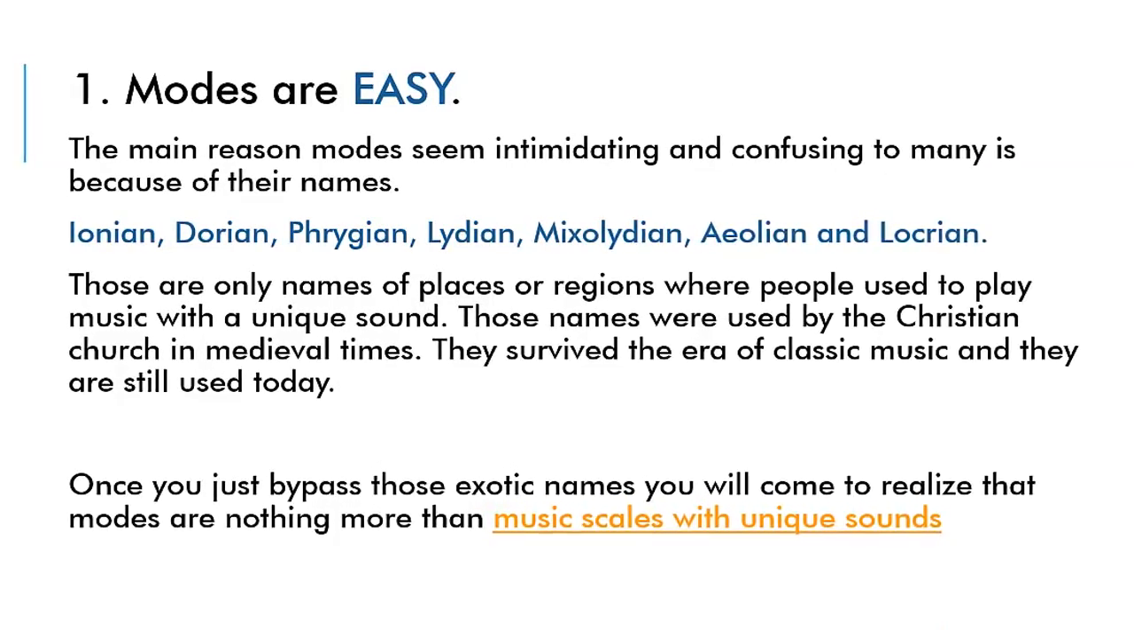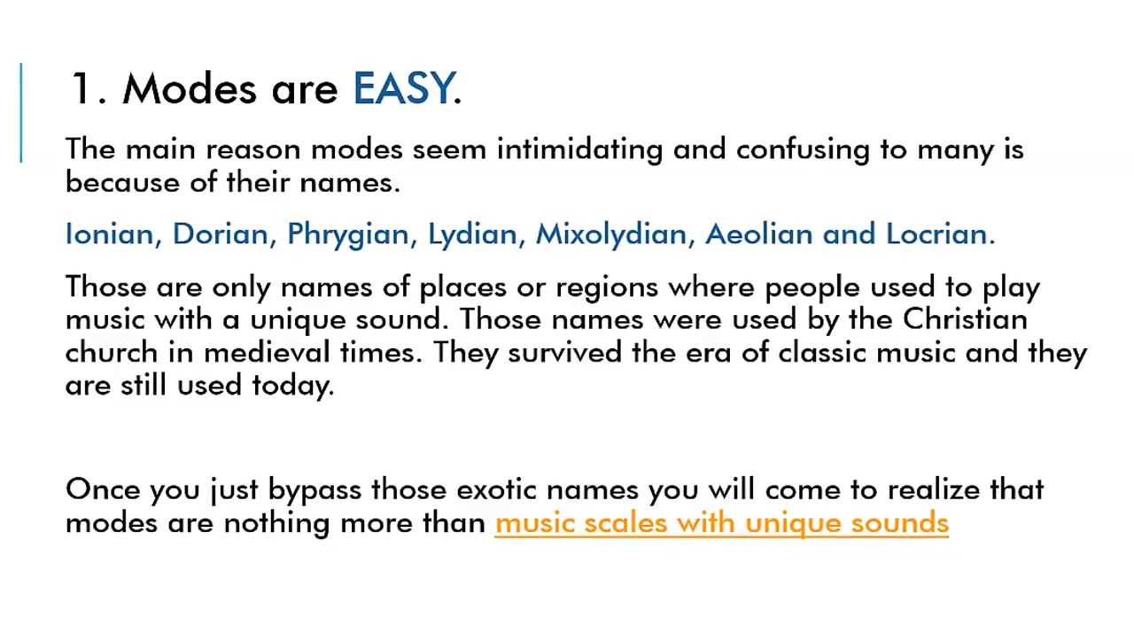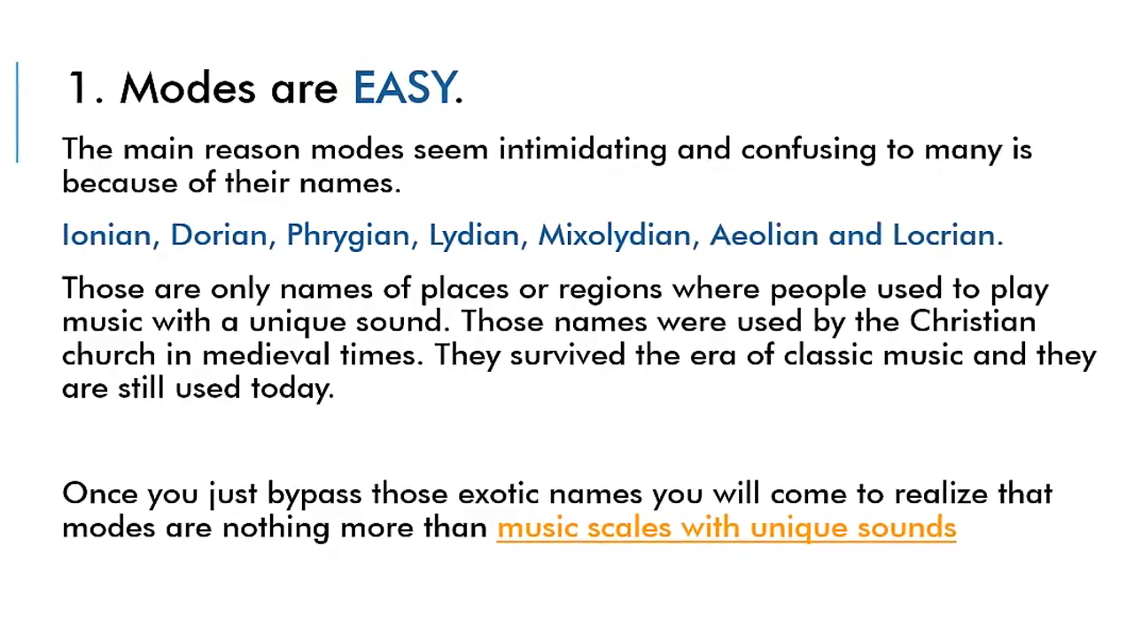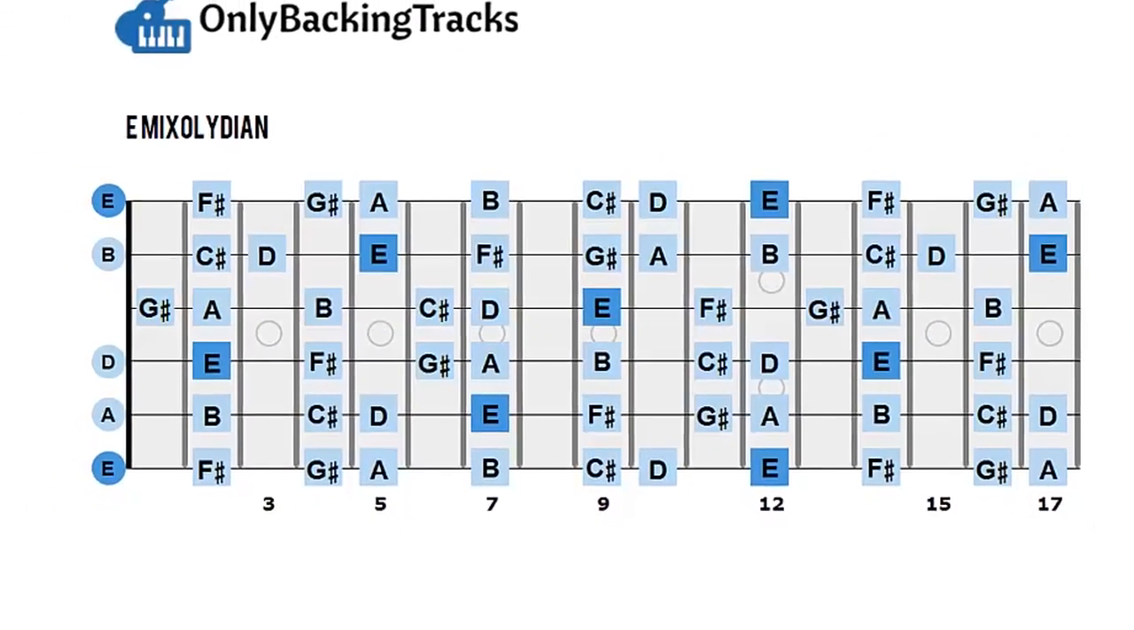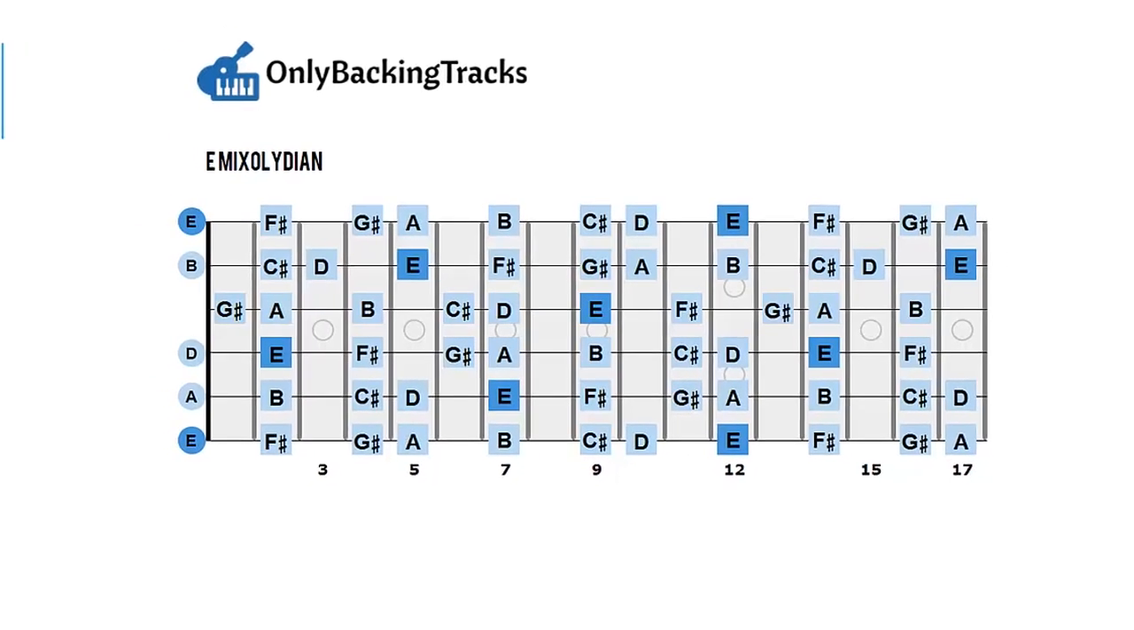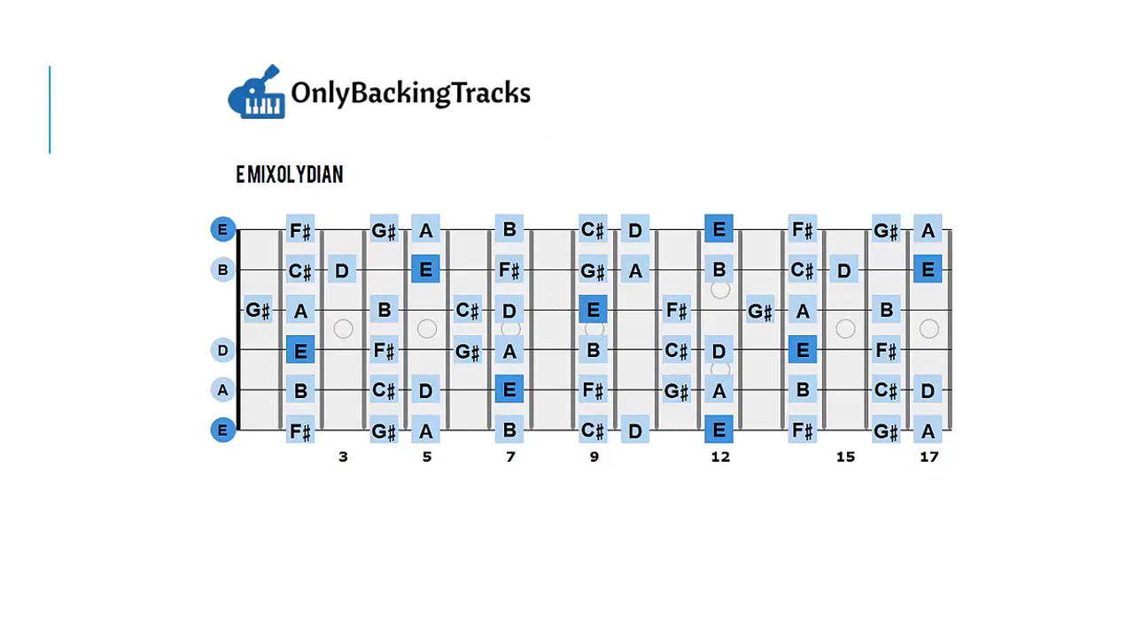Once you get past those exotic names, you will come to realize that modes are nothing more than music scales with unique sounds. Here's an example of one mode, E Mixolydian. It looks like any other scale that you can play on the guitar fretboard.